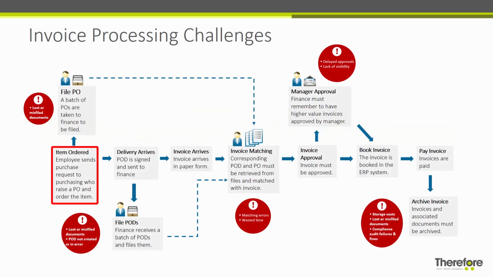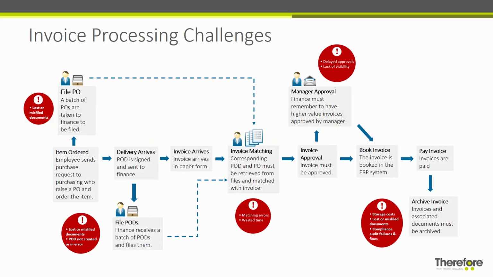So if we start off with the first step, where a purchase order is raised and an order is placed, at this point, we have to file the purchase order, since we'll need it later to reconcile with the invoice. We already see a potential for error here. If we don't have a safe and traceable way of filing these documents, they could get lost and result in delays and hassle down the line when it actually comes time to pay.